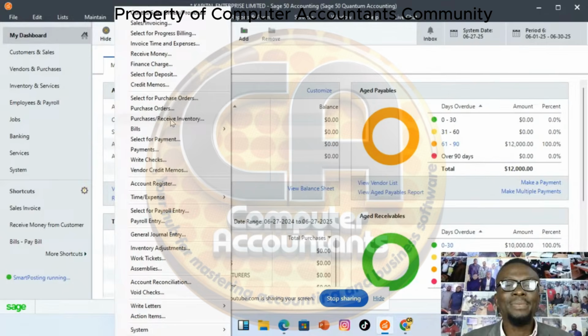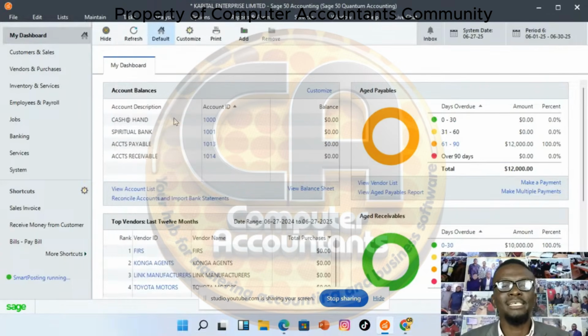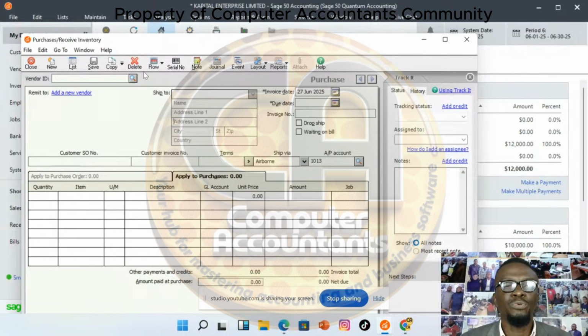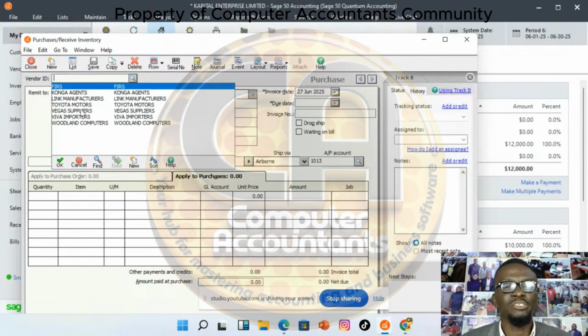Anytime you purchase goods or services on credit, that means that the vendor who has sold those goods or rendered such service is coming with his invoice, that he will submit to you, which shows that you are now liable to him to the amount on that invoice. So this is where you select purchases/receive inventory. Good. So I'll pull down his name, Vegas Suppliers.